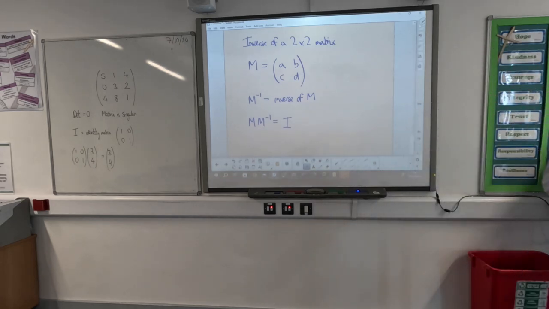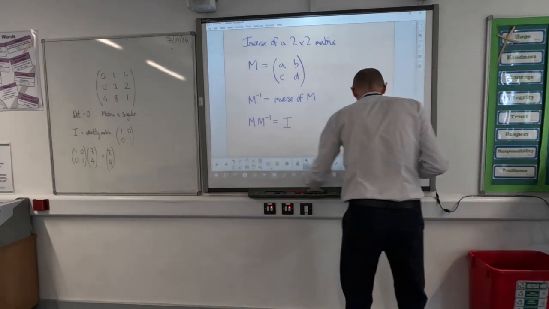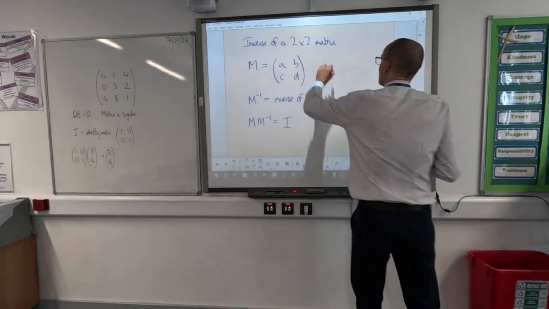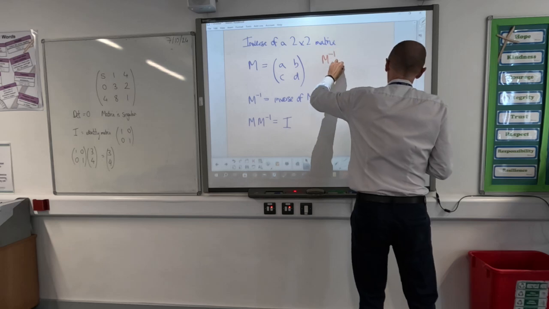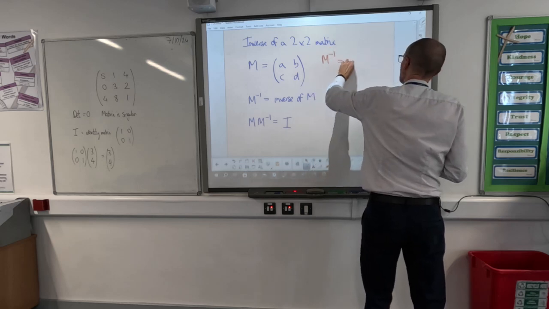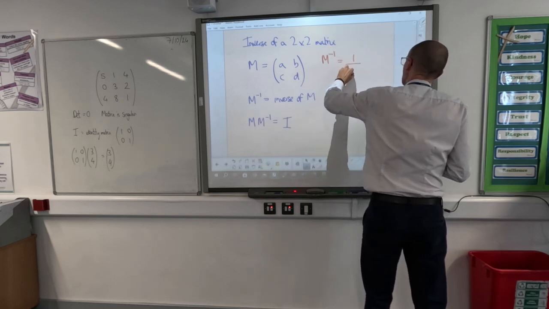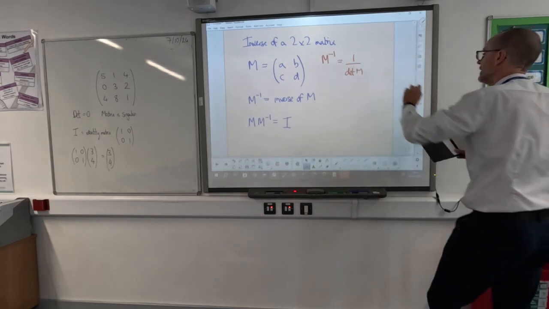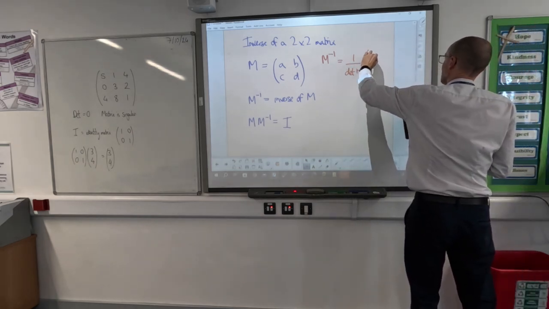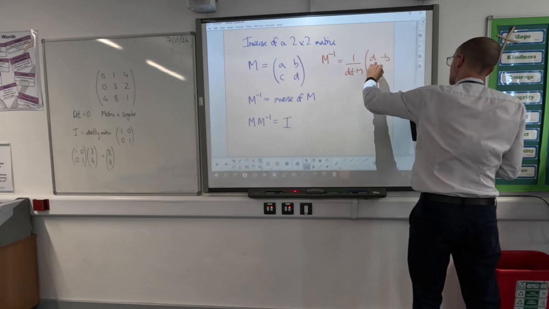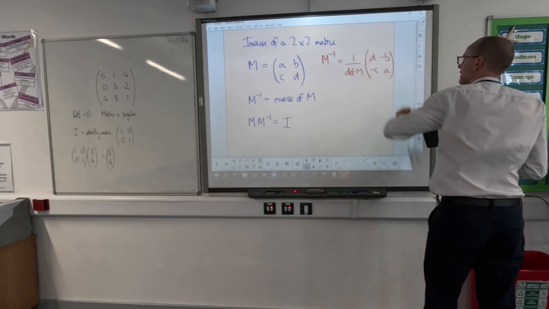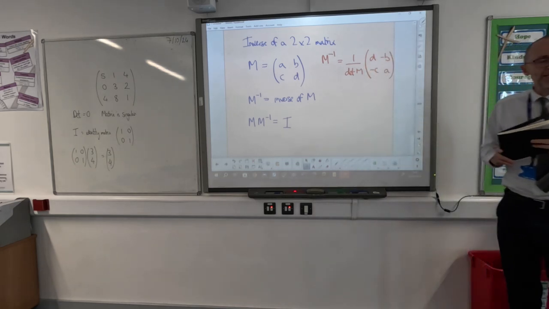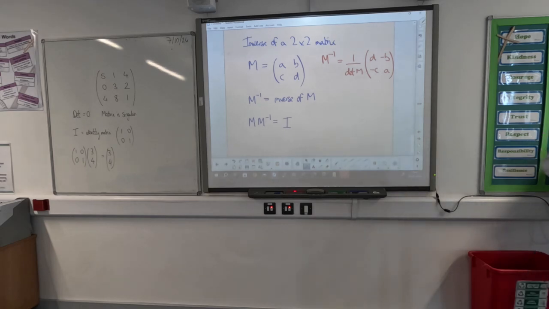And the definition of an inverse, which is not on the formula sheet, is 1 over the determinant of M, which sometimes uses that modulus notation, doesn't it? Multiplied by a rearranged version of the original. So you swap your A and D and you change the sign of B and C.